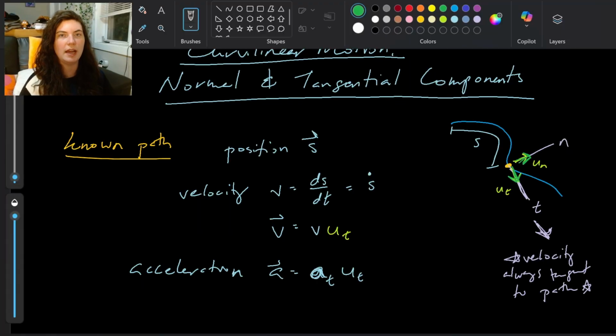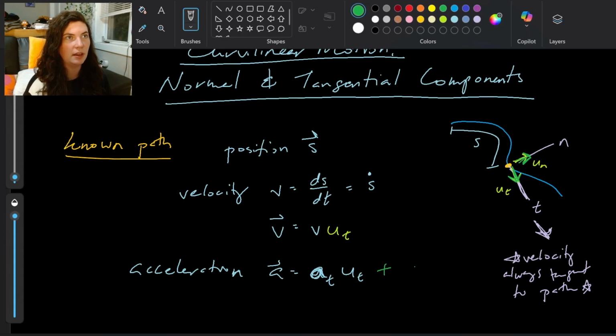So just like when we had rectangular components, we had ax and ay, and it was ax i hat and ay j hat. Instead here we're having a in the t direction, in the unit vector of the t direction. So instead of i hat, because i is the unit vector in the x direction, now it's the unit vector in the t direction.